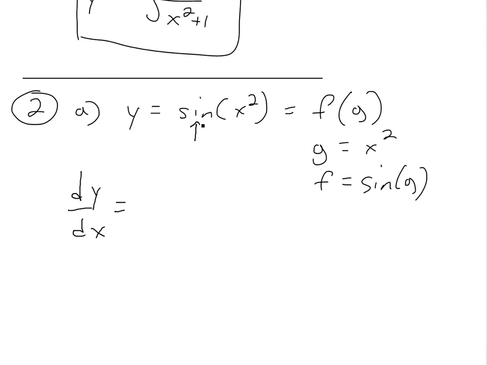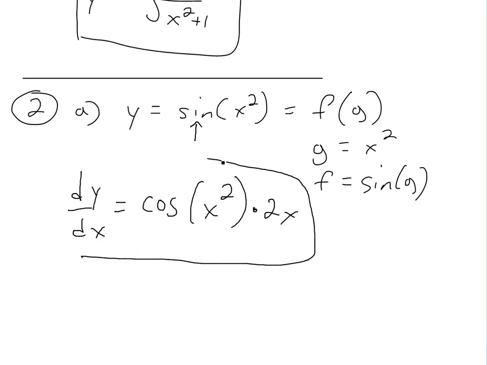We know from my earlier video that the derivative of sine is just cosine. So we put cosine, and then we put in g, because remember it's in terms of g, so we put in x squared. Now we have to multiply by the inner derivative. The derivative of this one is just 2x. So there's our answer, and we don't need to do anything further.